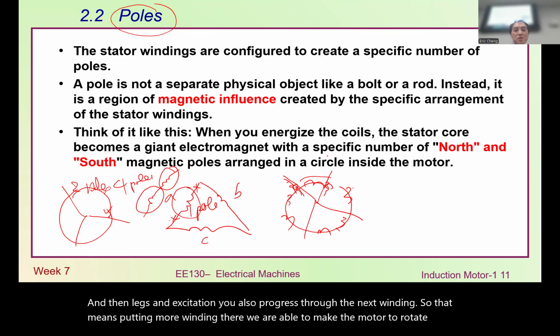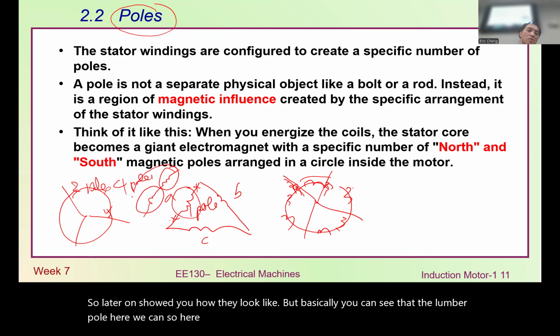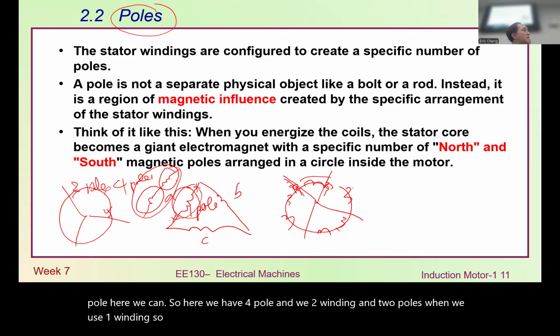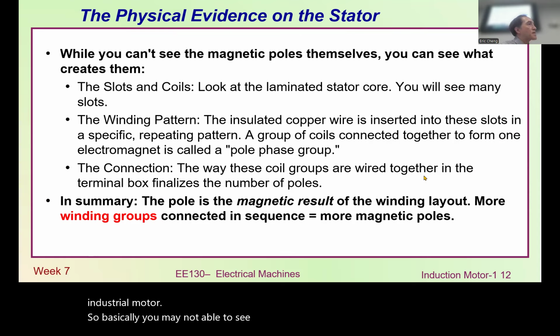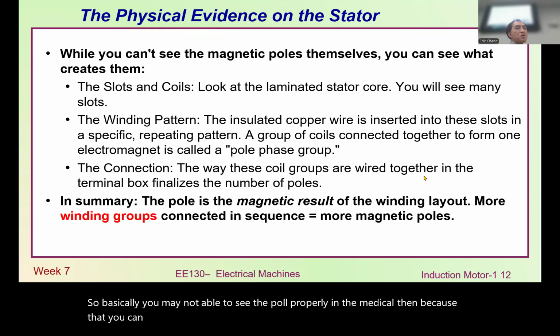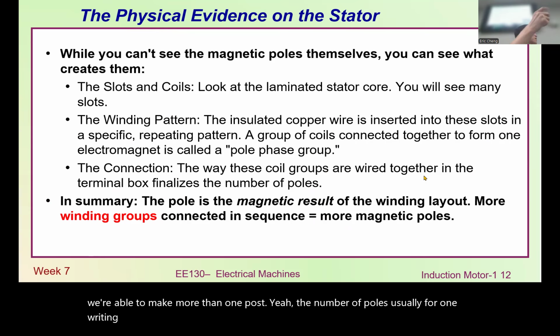So later on, I'll show you what they look like. But basically, you can see that here we have four poles when we use two windings, and two poles when we use one winding. So basically, that is how we understand the number of poles we use in the induction motor. You may not be able to see the poles properly in the metal core, because you can see many windings there. But by the way we connect the windings, we're able to make more than one pole. Usually for one winding, we get two poles. Right? Two windings, we get four poles. And six windings per phase, we get six poles.